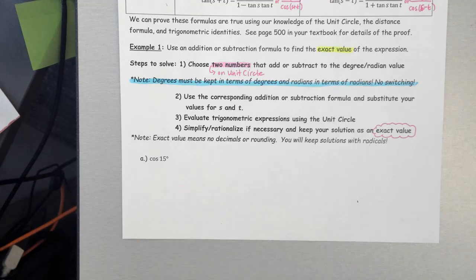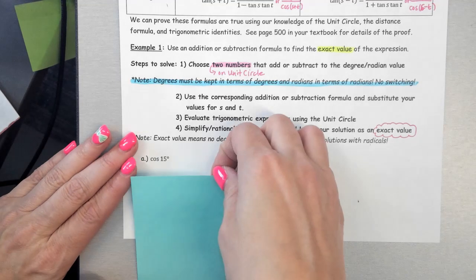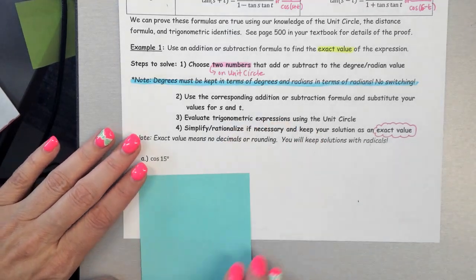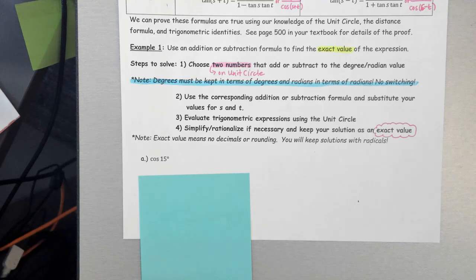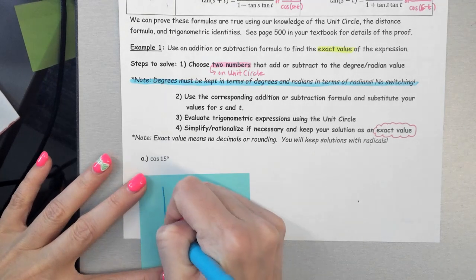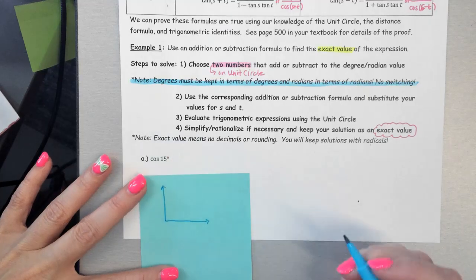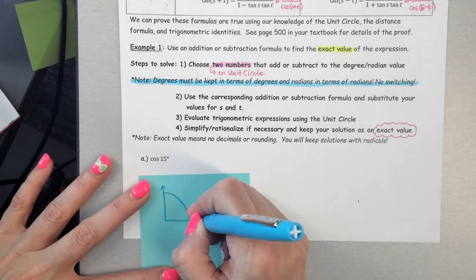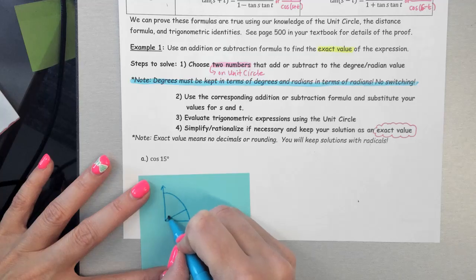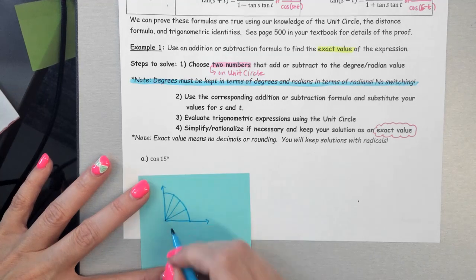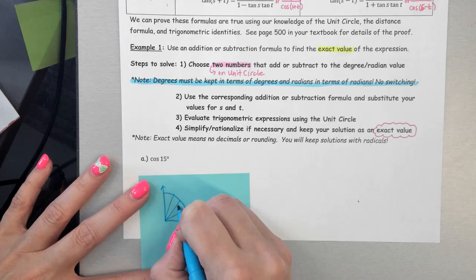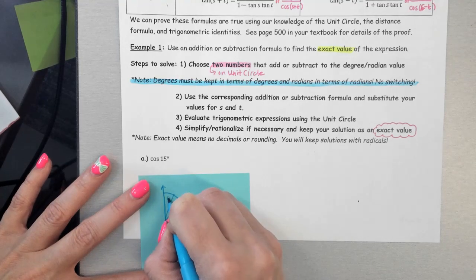Okay, so the first one is the cosine of 15. So what you have to determine is what are two places on the unit circle that are going to give you the value of 15. Okay, so there's nothing that we would add to, we would want to subtract. And there are several different places where you can subtract and you can get 15. Generally, if you can use the first quadrant, that's going to be the simplest for us to do, right? Because this is 30 degrees, this is 45 degrees, this is 60 degrees.